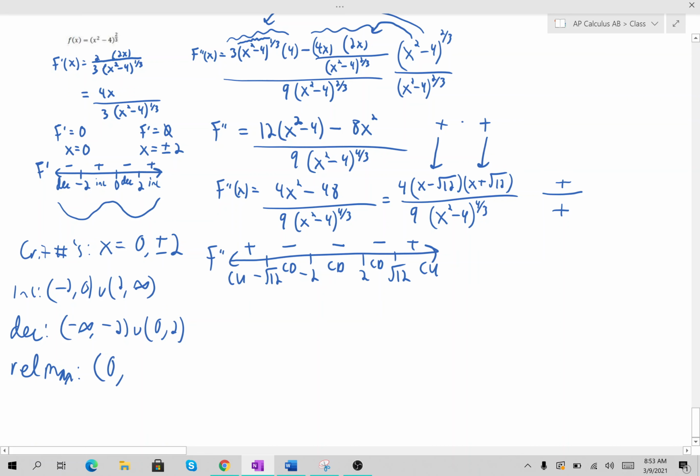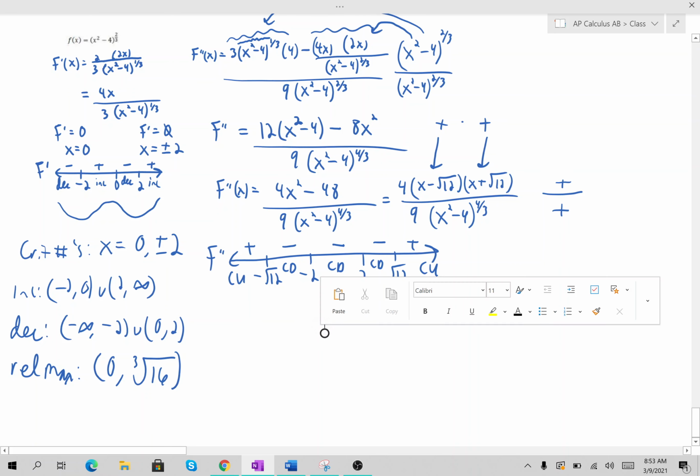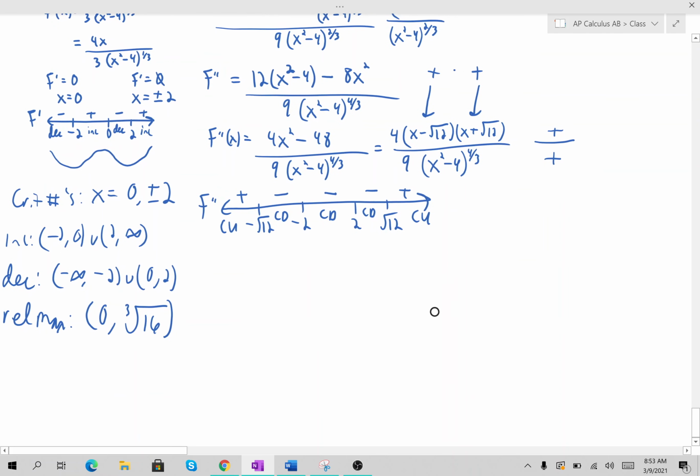0, comma. If you put 0 into this function here, you get negative 4 to the 2/3. That's the cubed root of 16. Okay? You can reduce that, but we'll leave it as cubed root of 16. Relative mins happen at negative 2. If you plug in negative 2, you get 0 and 2. Plug that in, you get 0.